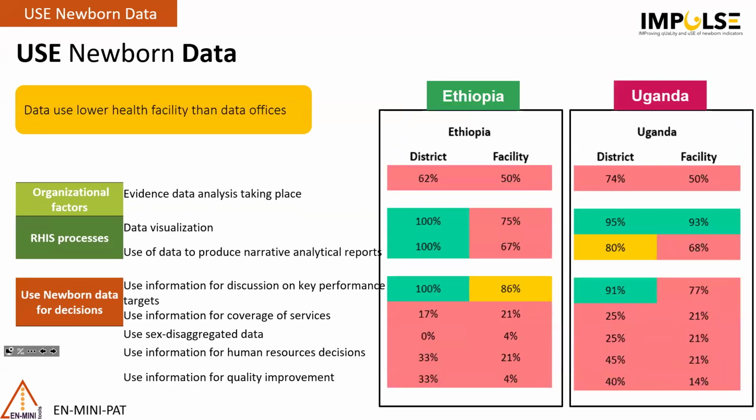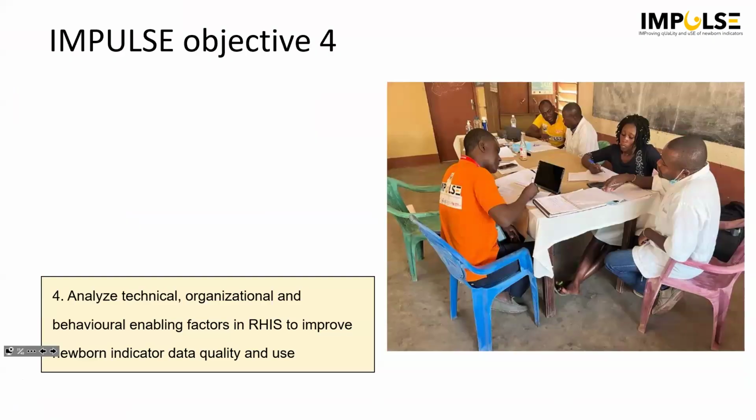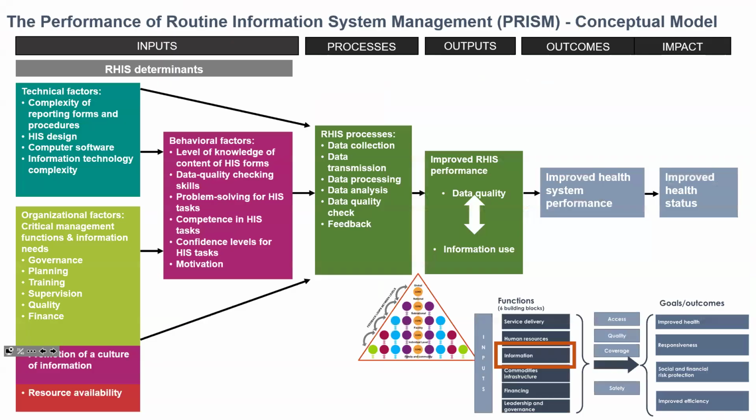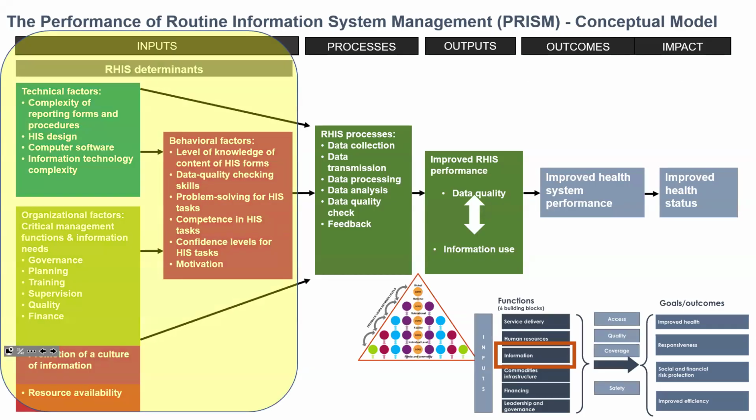So this is also the same slide, but now showing Ethiopia and Uganda. And you can see that the different data used, the lower health facility also, than data offices as well. Objective number 4 is to analyze the technical, organizational, and behavioral enabling factors in the routine health information system to improve newborn indicators and data quality and use.